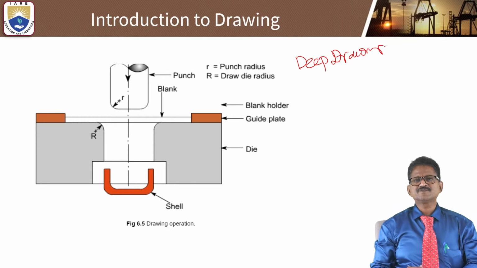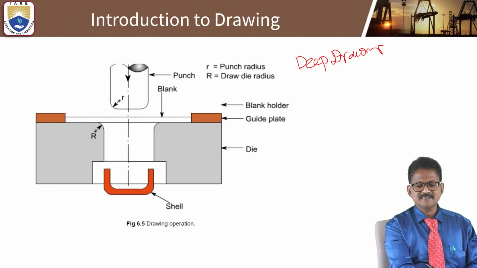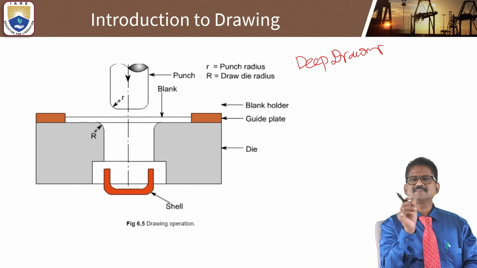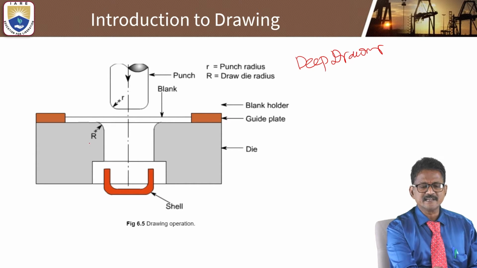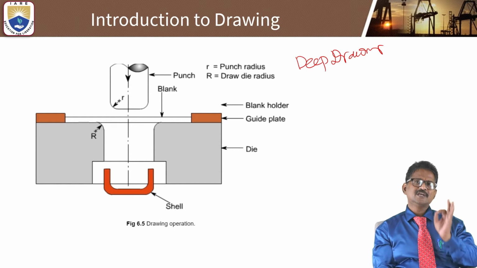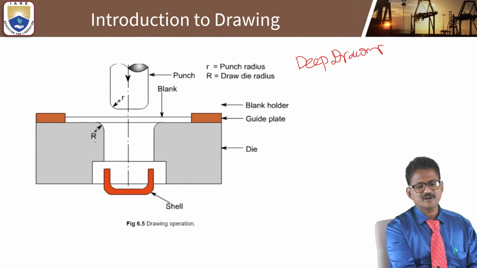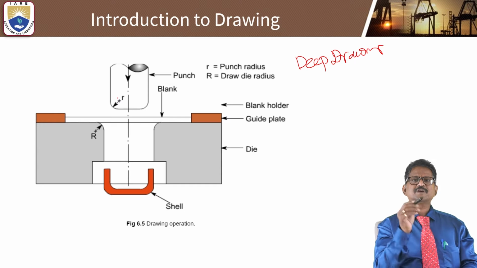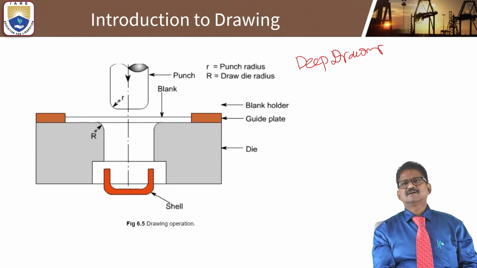In a deep drawing process, what will happen? You can produce some shell. What is the exact shape of the shell? A shell has a thickness, a larger diameter, an inner diameter, and some radius: the inner radius and the punch radius. Small r is the punch radius, capital R is the draw die radius, and here also small r is the punch radius. Where you can use the blank, this is capital R, the draw die radius. The punch uses the punch radius. The draw die radius is always greater than the punch radius.